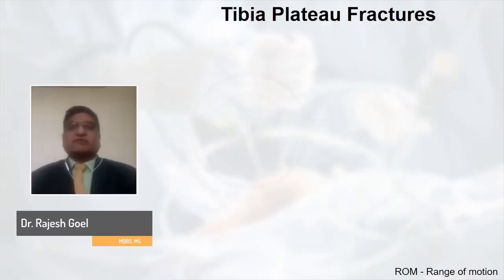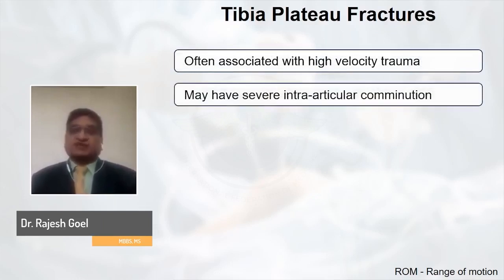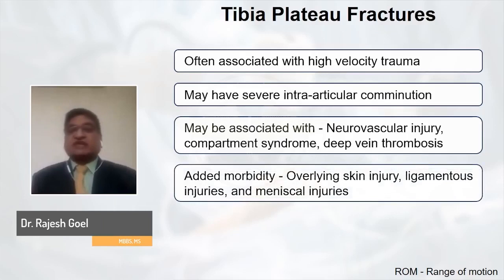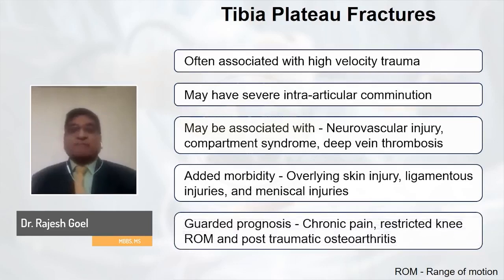So the tibial plateau fractures, as you know, are often associated with high velocity trauma. They may have severe intra-articular comminution. They may be associated with neurovascular injury, compartment syndrome, and deep vein thrombosis. There is added morbidity as well: overlying skin injury, ligamentous injury, and meniscus injuries. The prognosis is guarded most of the time because there may be some chronic pain, some restriction of movements, and some post-traumatic osteoarthritis.